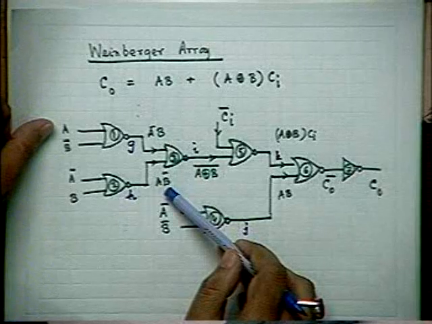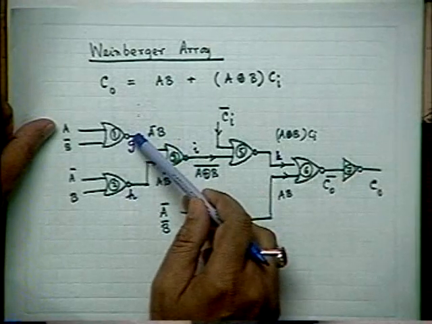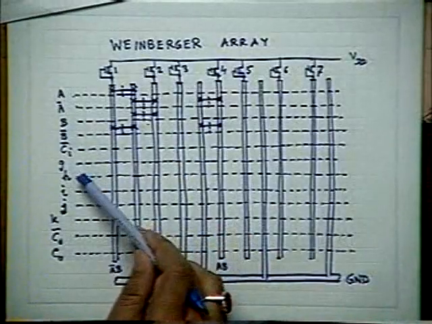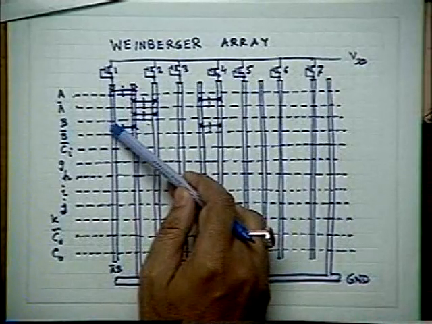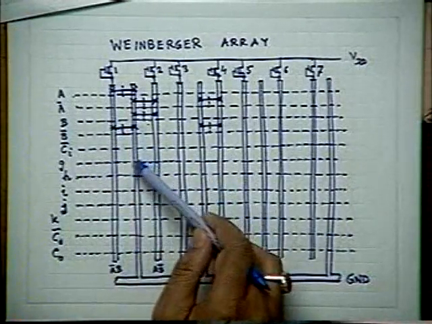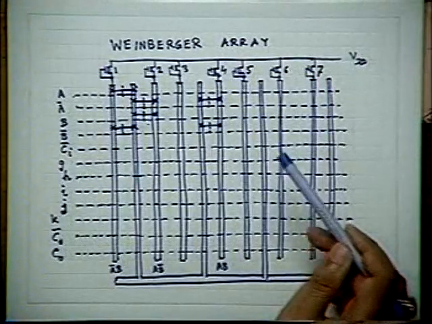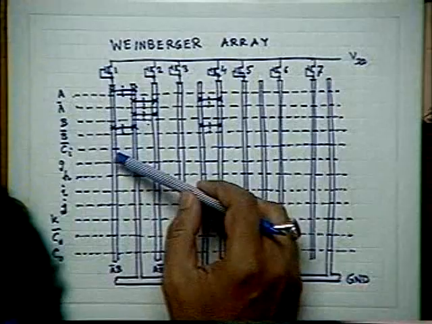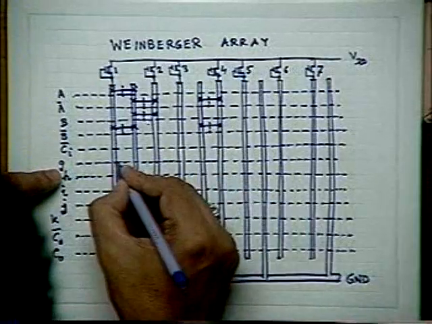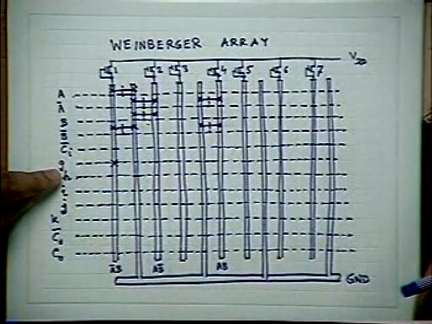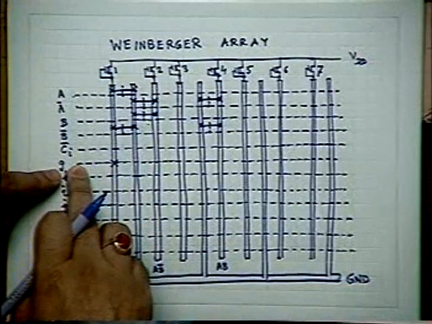Now, how can I apply this? This A bar B has to be raised to that G line. This is the G line. Somehow this A bar B has to be connected to the G line. Then only I can connect the appropriate gate. So first what I do, I connect that A bar B signal to the G line. And how can I do that? Simply putting a crosscut here. That A bar B I am bringing here to this G line.